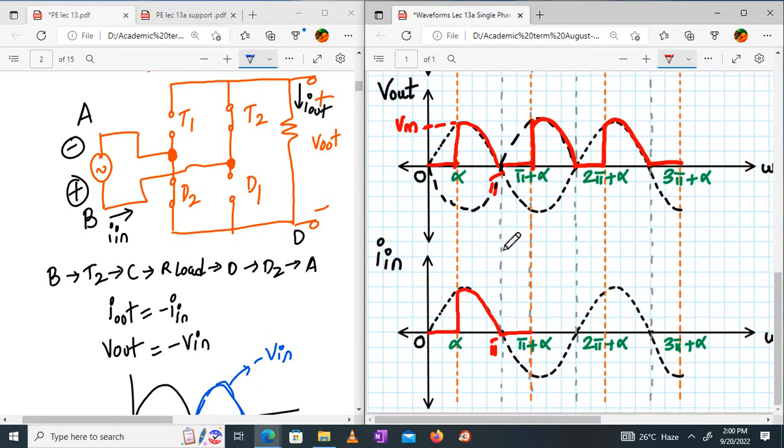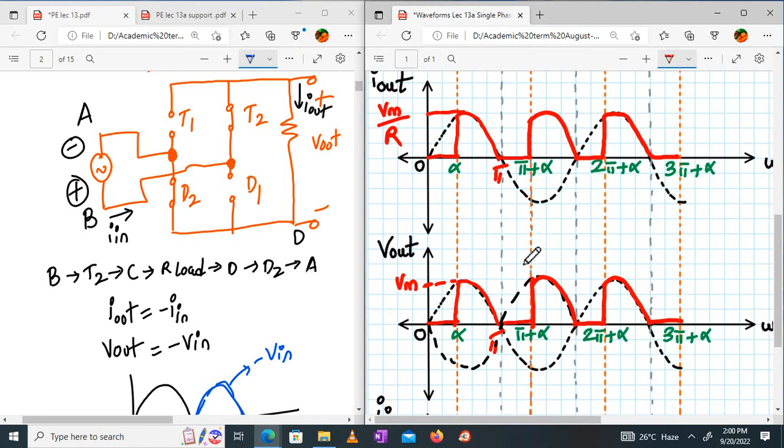And what about I in? Chalo, I in batao. I in over here is minus, right? So how will you show it? It will follow. Samjha? Is this clear? So these are the waveforms.